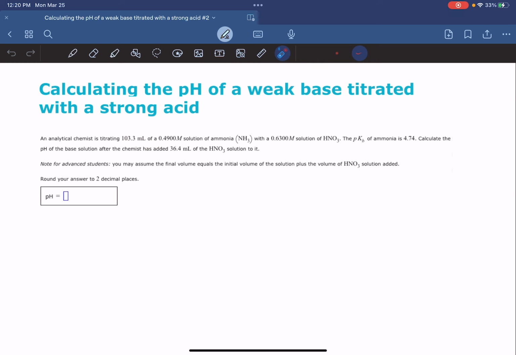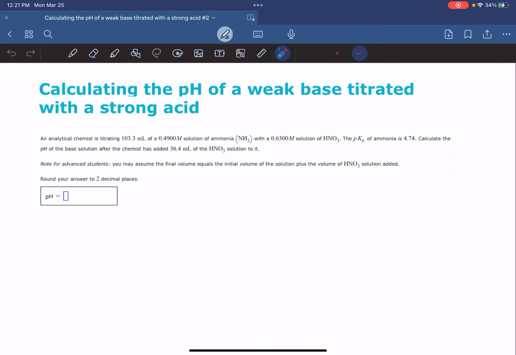In this case, we again have a weak base, and if you're looking at NH3 and going, how do I know it's a weak base? Well, a couple of things here. One, they give you the pKb of it. That means it's a base. And two, we are titrating it with HNO3, which is a strong acid.